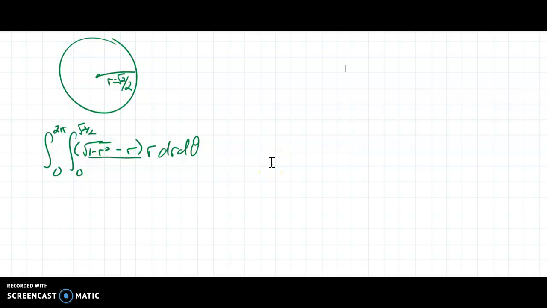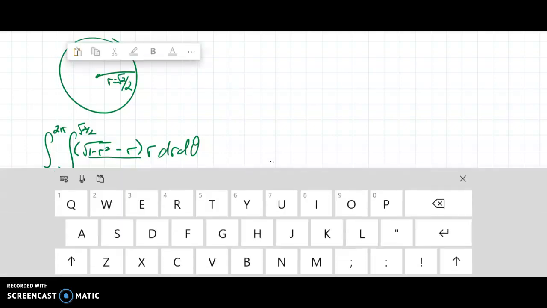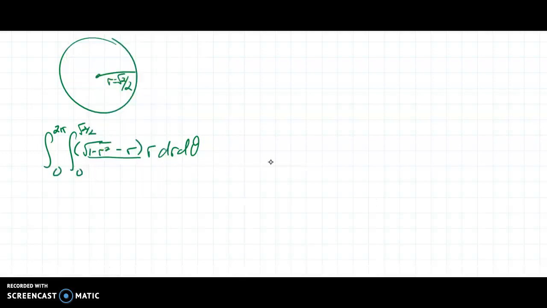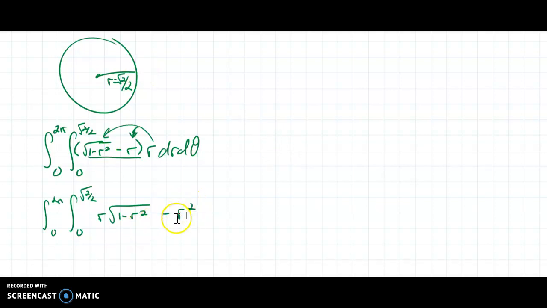You just gotta be careful with your arithmetic in this one. It's honestly kind of annoying. But let's just go ahead and jump right into this. So the first thing I need to do is distribute this r into both pieces. So I get the integral from 0 to 2 pi, and then the integral from 0 to root 2 over 2 of, when I distribute that, I get r times root 1 minus r squared minus r squared.